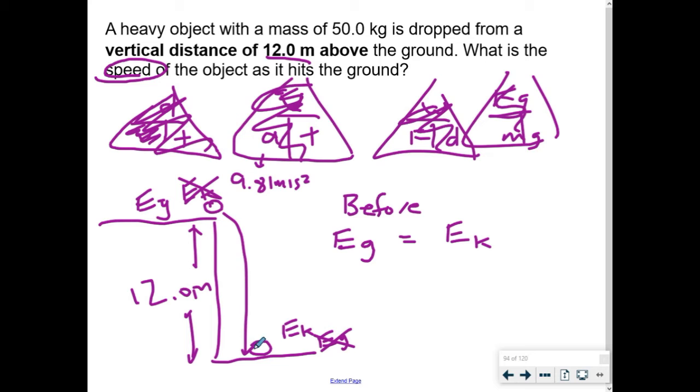Here's why we care then. Remember how I was looking through all these formulas on the board here and going, none of them really fit? Well, now we're going to make our own formula. The formula for potential energy is mass times gravity times a change in height. And the formula for kinetic energy is 1/2 of mass times velocity squared.